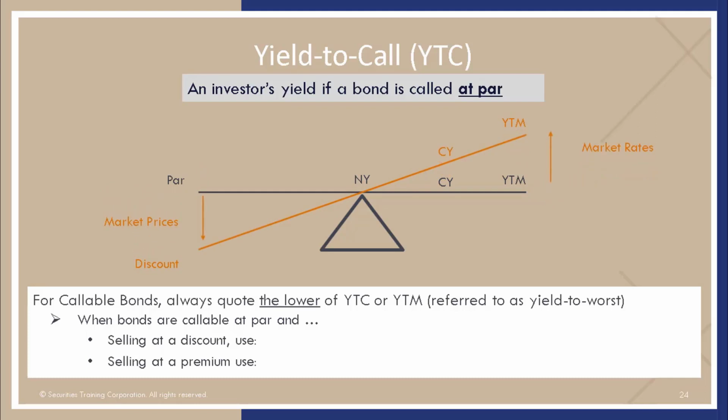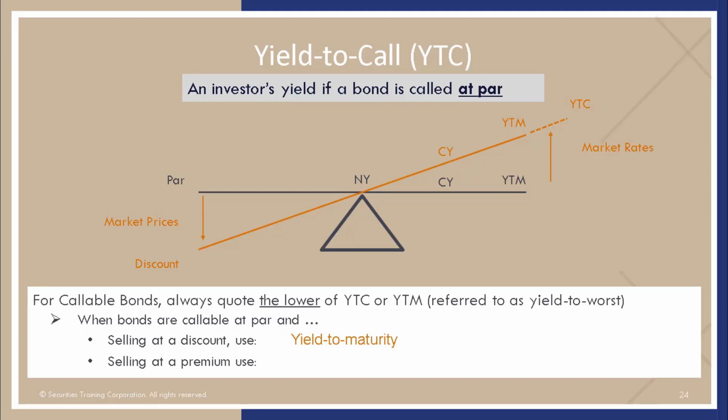If a bond's trading at a discount, as we discussed earlier, we have the nominal yield, then the current yield, then the yield to maturity. But where would the yield to call fall if the bond is trading at a discount? Well, if the bond's trading at a discount, the yield to call will be higher than the yield to maturity. So when bonds are callable at par and selling at a discount, we use the yield to maturity. Why? Because it's the more conservative or lower of the two.